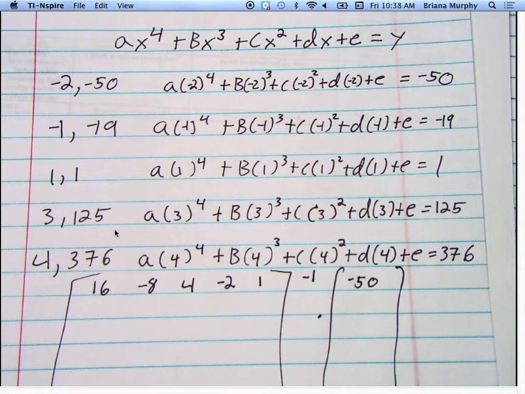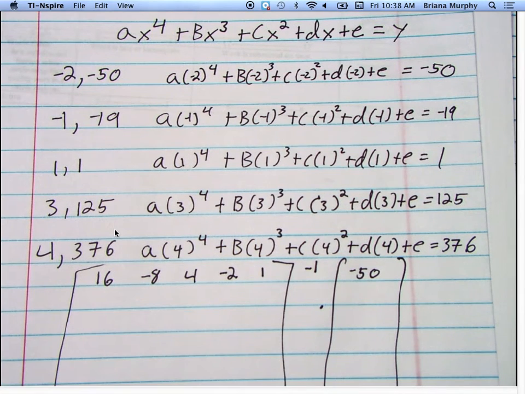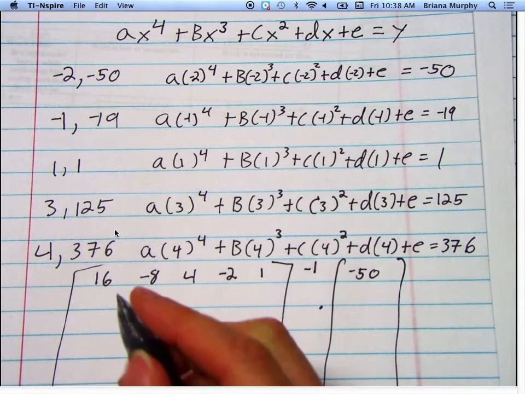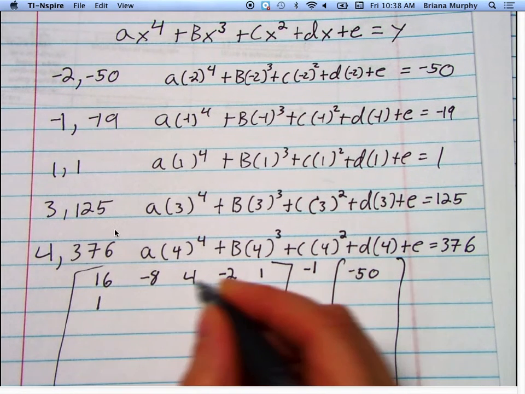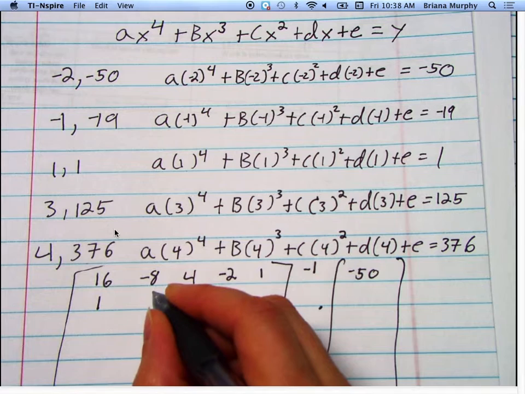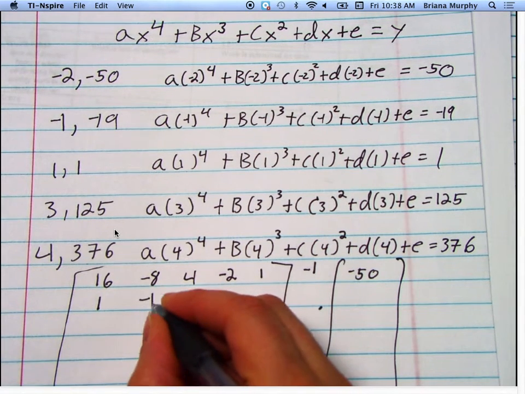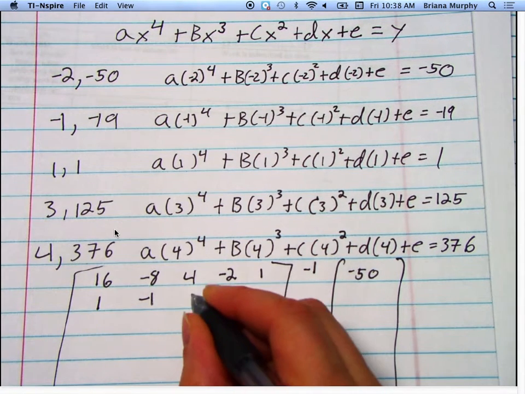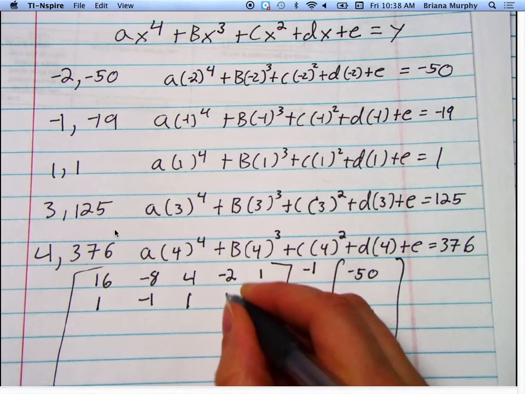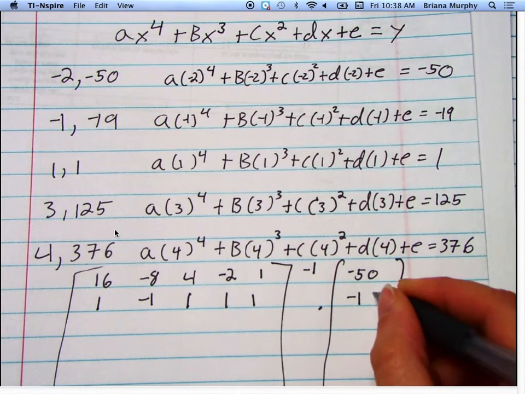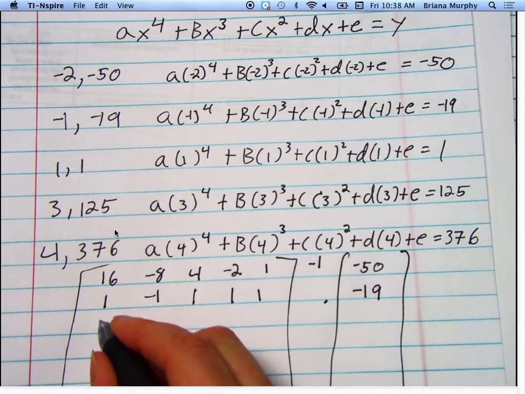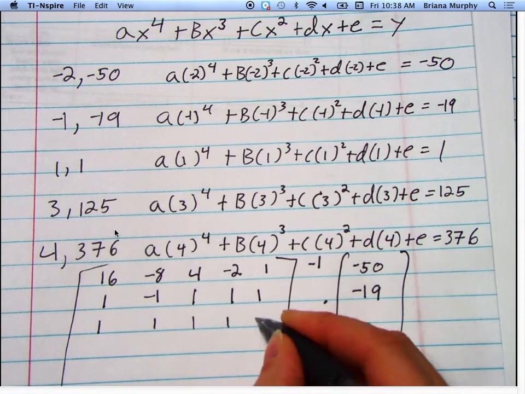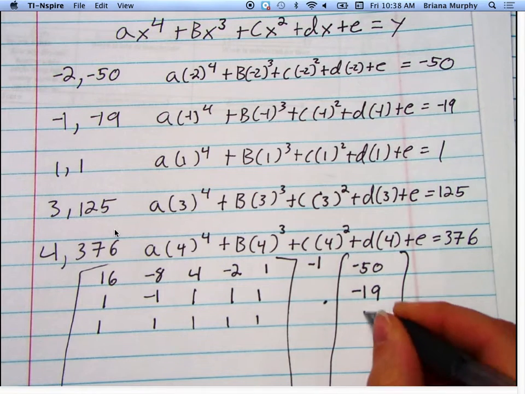Okay. Anybody want to try the next one? It's probably easy. Negative 1 to the 4th power is 1. Then negative 1 to the 3rd power would be? Then negative 1 to the 2nd power would be? And then 1, 1, negative 19. The next one should be really easy, right? Because it's just all ones. 1, 1, 1, 1, 1. And the answer is 1.